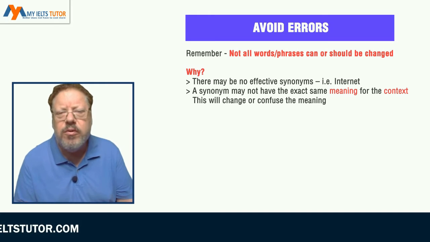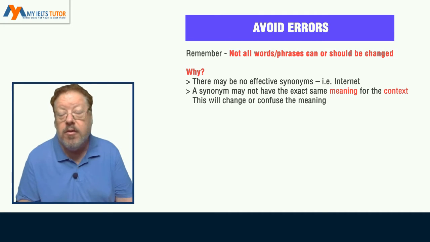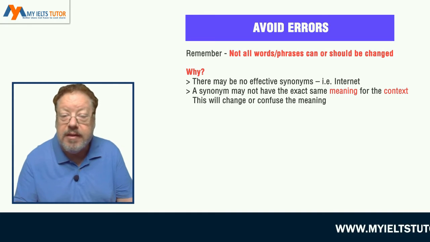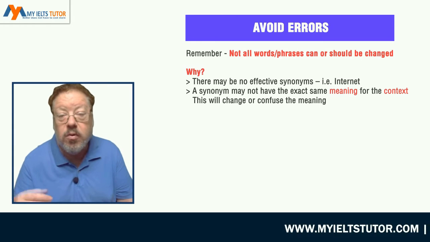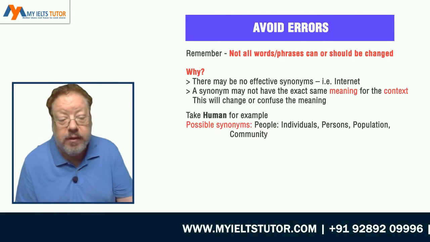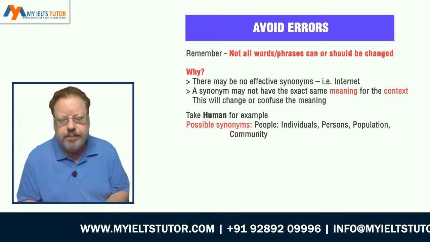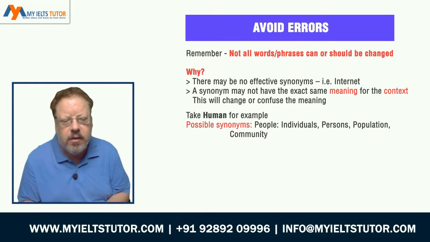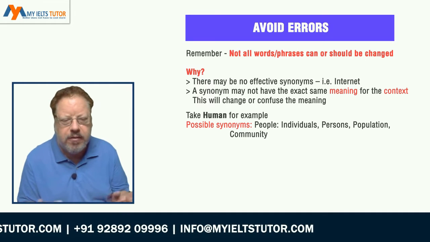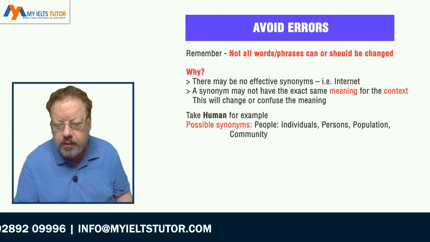And so remember, you're looking for precise meaning, and you have to have a word that fits the precise meaning. So internet fits that, and our last one, people, fits that. If you put in a synonym where you shouldn't, it's going to change the meaning or confuse the meaning, okay? Now, let's take the word human, for example. You have a lot of different essay prompts that will use the word human. Synonyms for humans would be people, maybe individuals, persons, population. If it's plural, we can use communities. So those are possible synonyms.